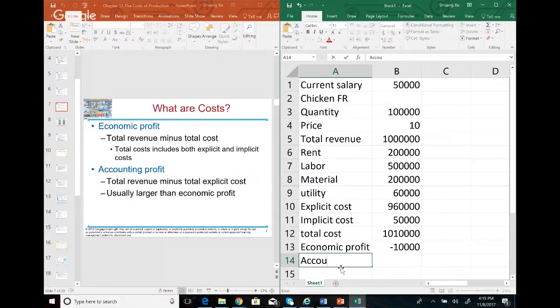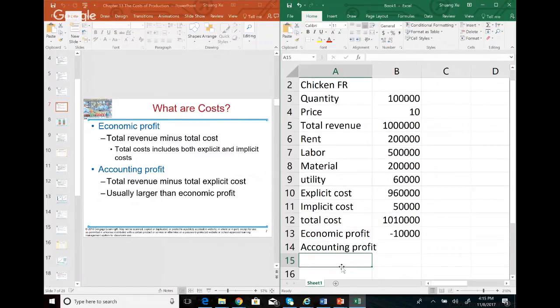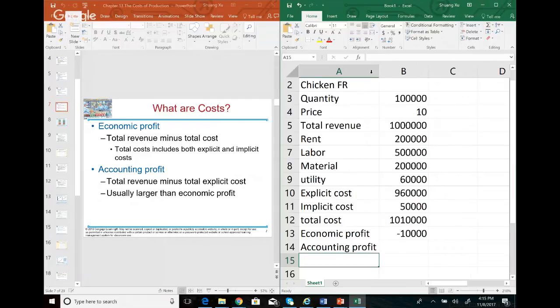But for my accounting profit, that's going to be your total revenue minus your total explicit cost. That'll be $1 million minus my total explicit cost of $960,000. Then that's a $40,000 profit. So the difference between your accounting profit and economic profit: your accounting profit only considers your total explicit cost. Your economic profit considers both costs, both the implicit and explicit.